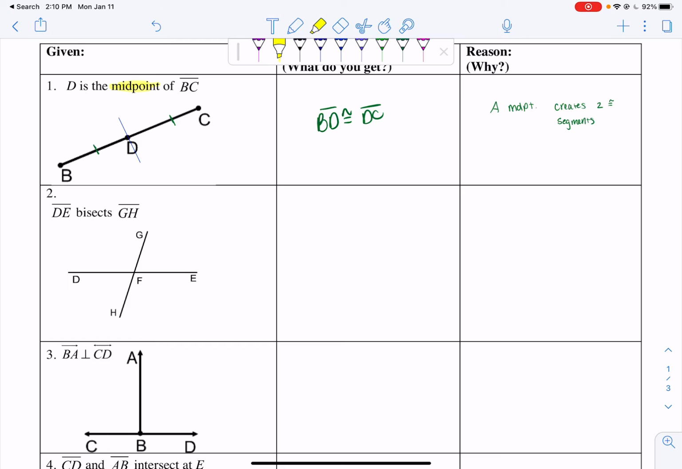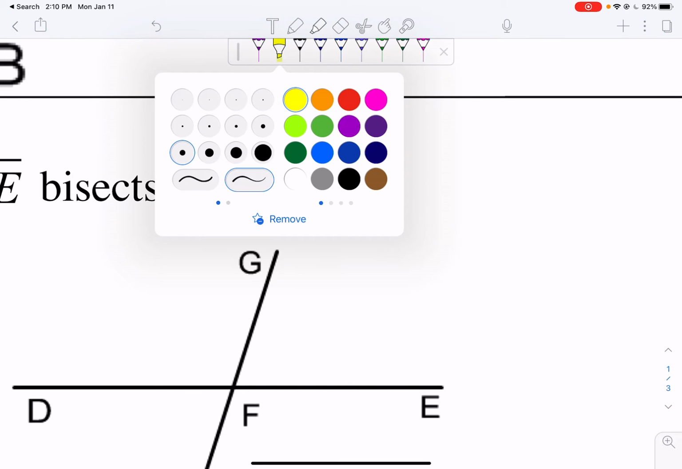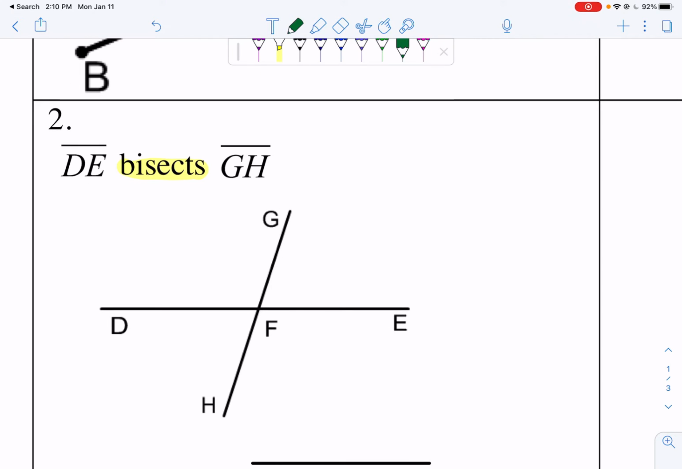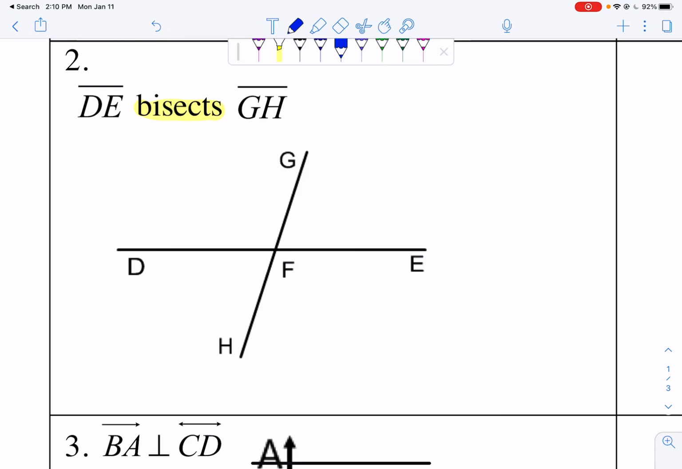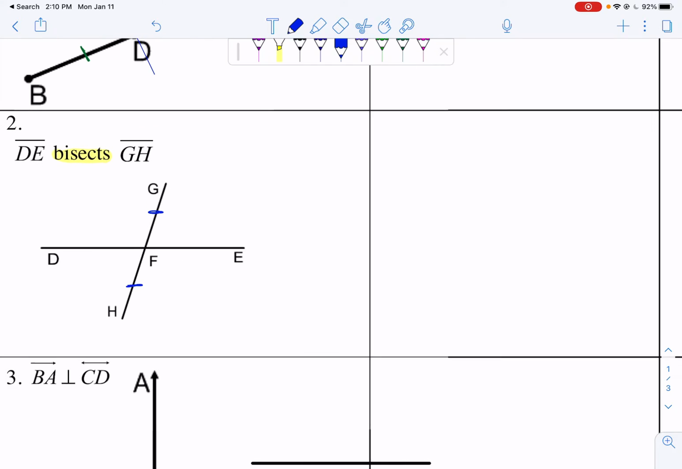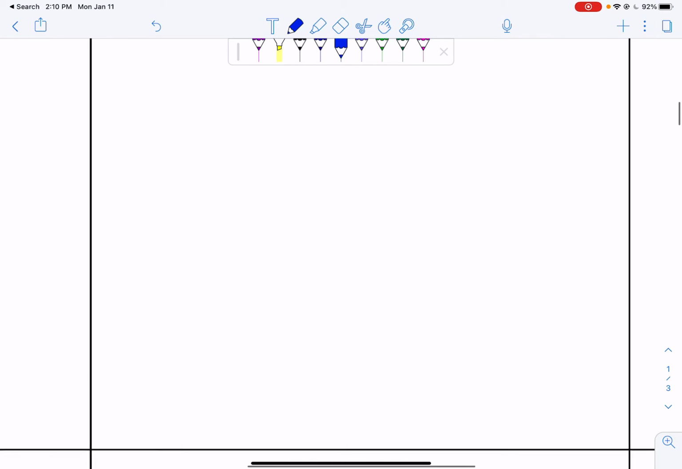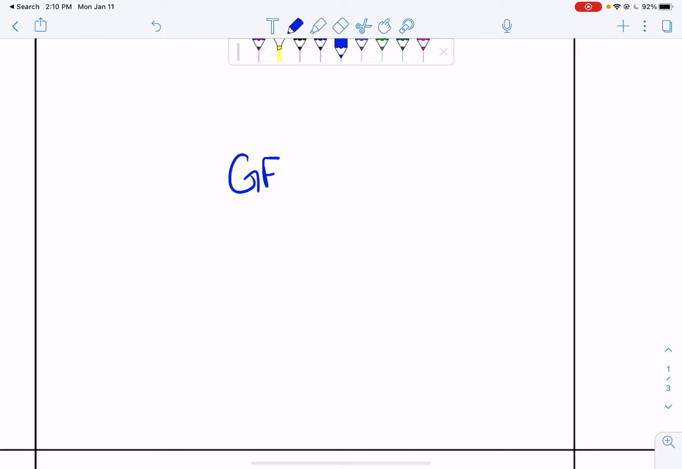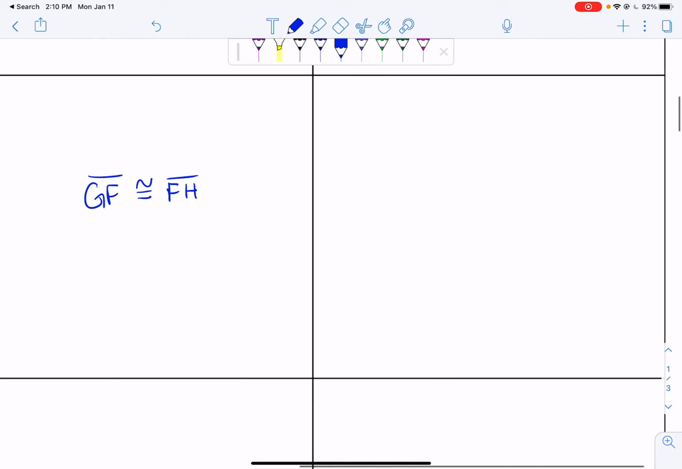Now we're going to look at a bisector. In this case, I'm having DE and it bisects GH. If we want to translate this into nice normal language, I can say DE is cutting GH into half. So I can say GF is congruent to FH. And that's all I can say about it. My reasoning would be a segment bisector creates two congruent segments.